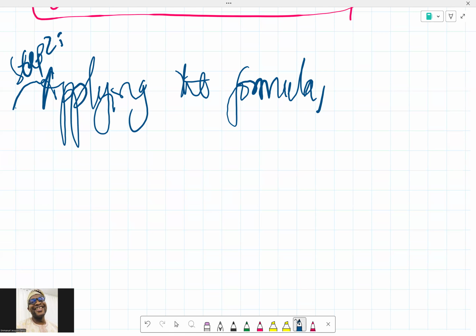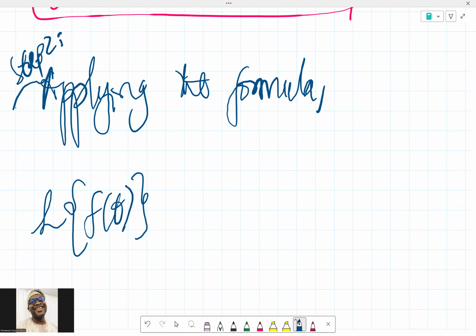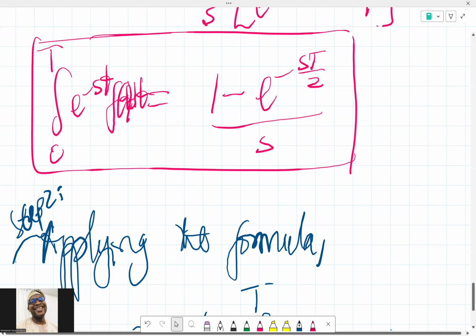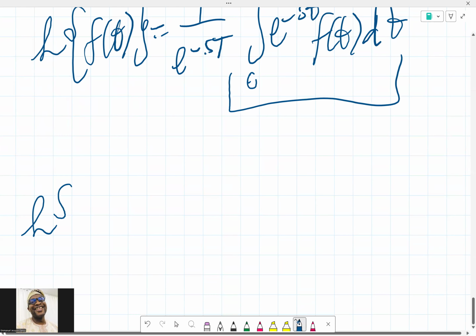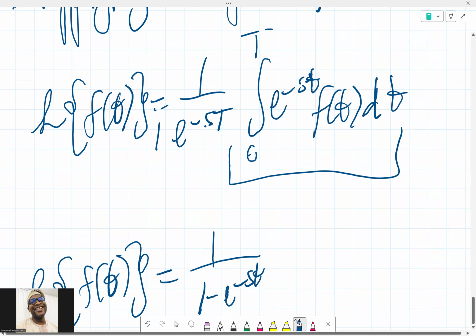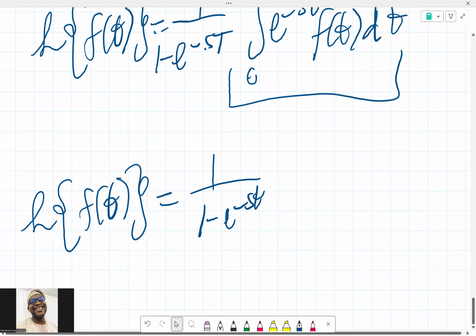Applying the formula, we now have L of f of t equals 1 over e raised to minus st integral from 0 to T of e raised to minus st f of t dt. But now this has been found to be this expression up there. So we just have the Laplace of f of t equal to 1 over 1 minus e raised to minus st. Okay, I didn't get this quite right.